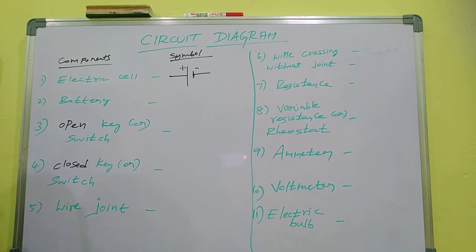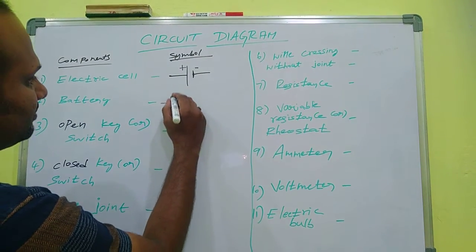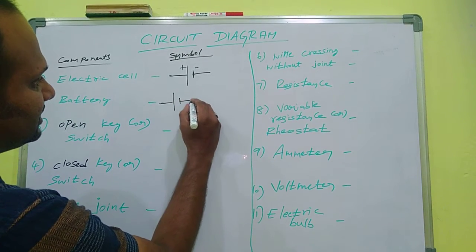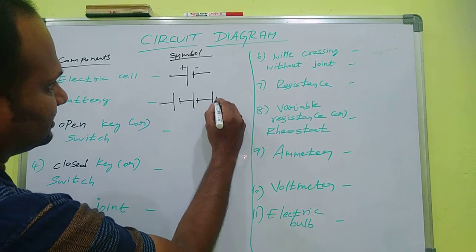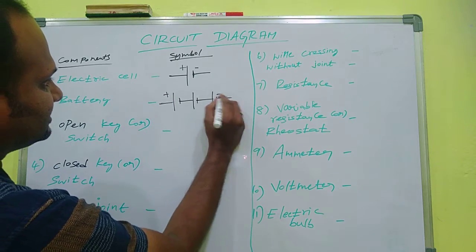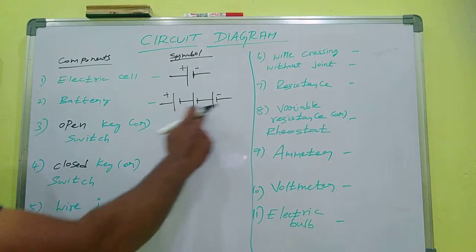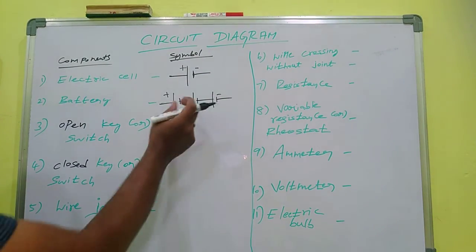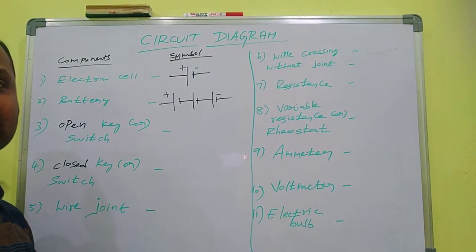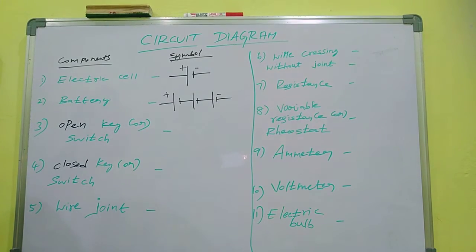Two or more cells combined together form a battery. This is one cell, this is another cell, this is another cell. So here three cells are combined in series. This is called a battery. This is the symbol for a battery. So when two or more cells are combined together, that is called a battery.